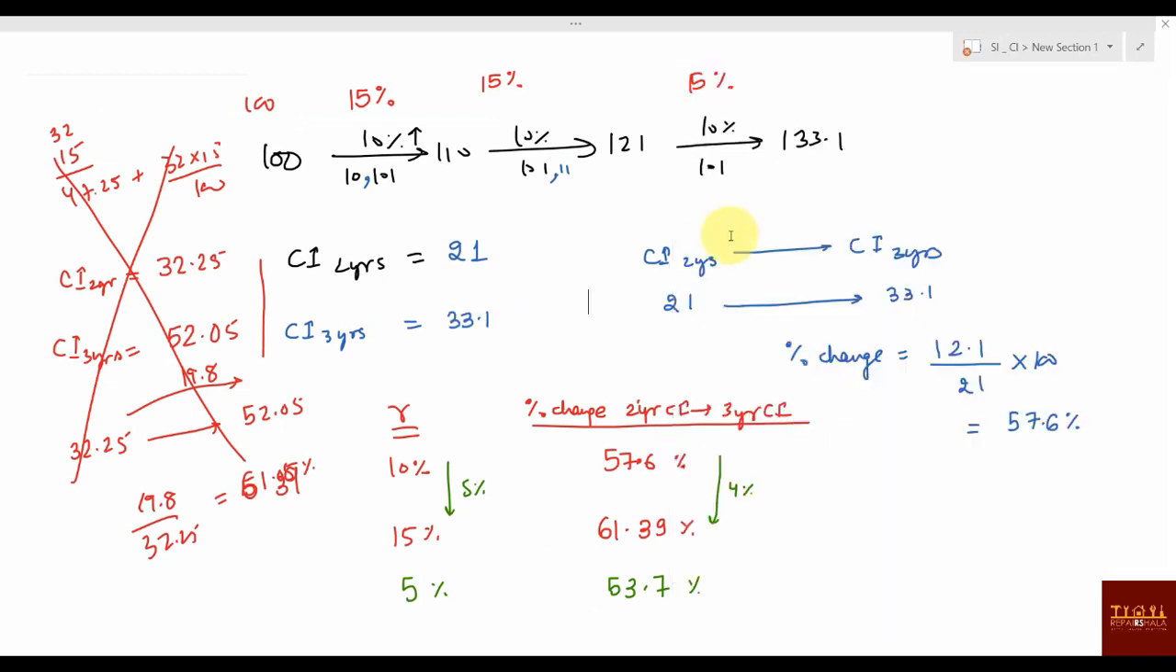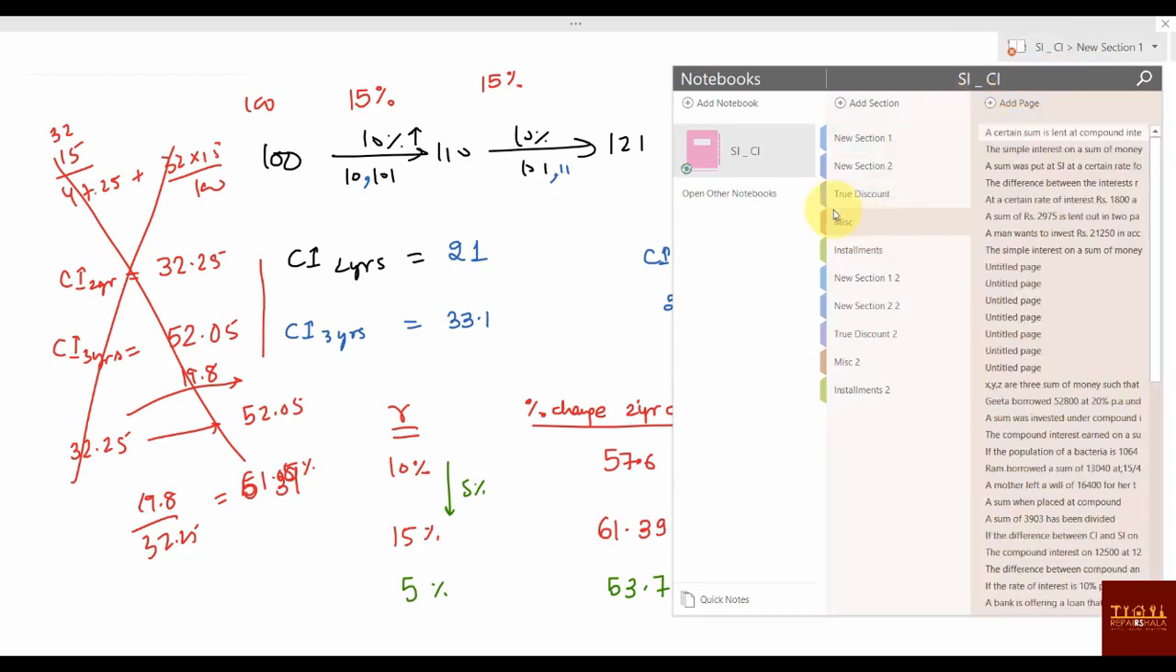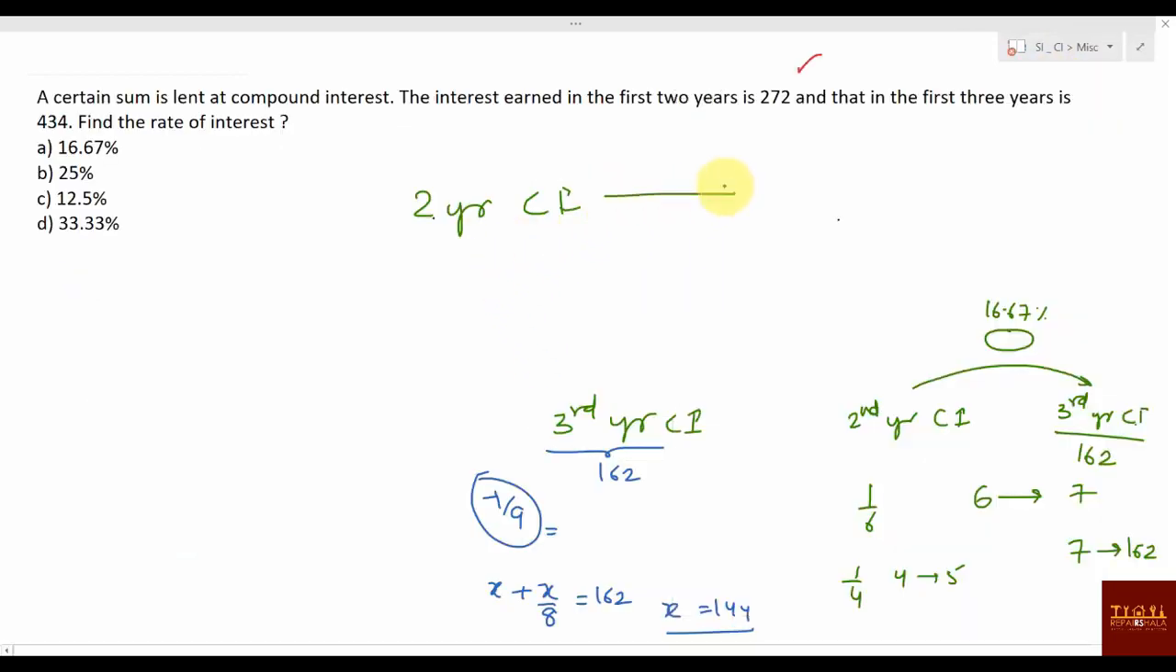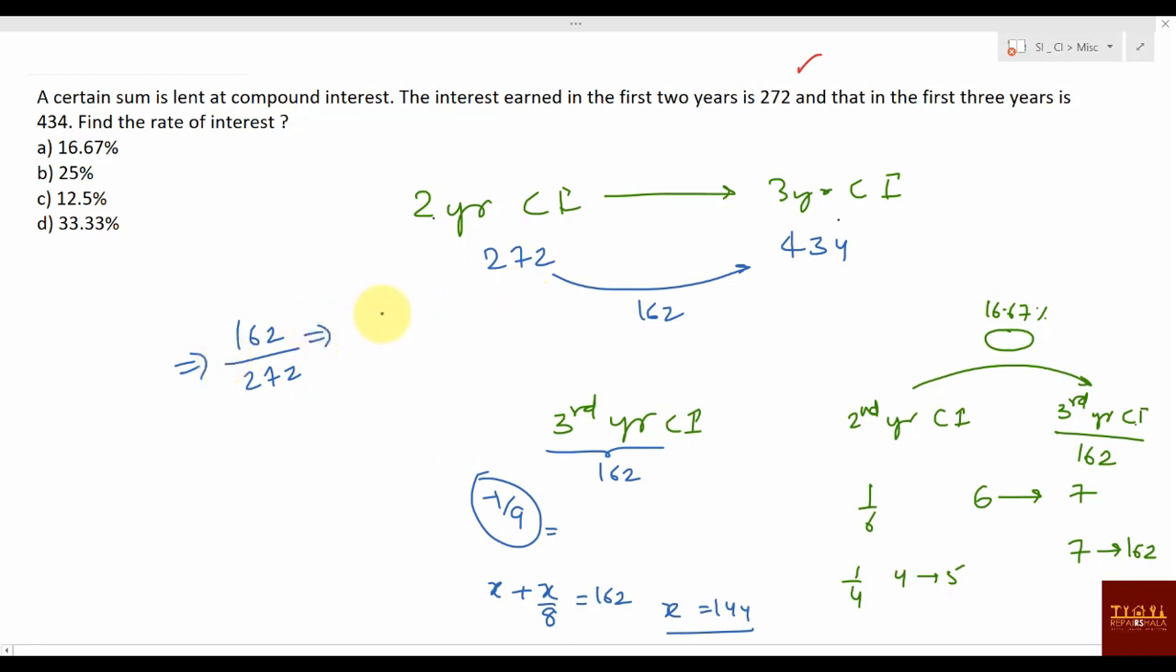Okay. So what I can say here, 2 year CI to 3 year CI, how much percentage change is happening? 2 year CI is 272 and this is 434. How much change is happening? 162. Find 162 divided by 272. How much percentage increase is happening? 59.5%, right?